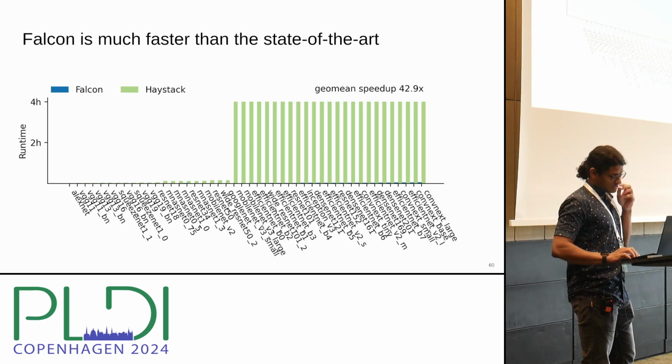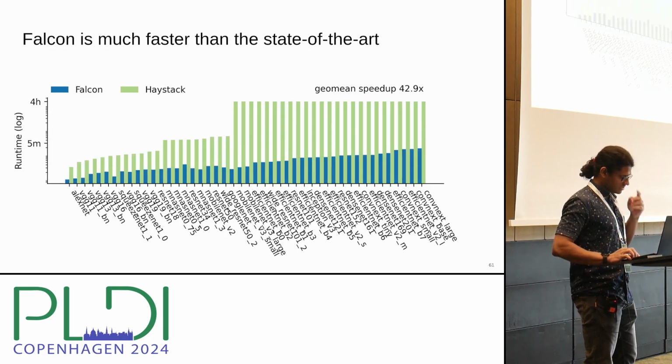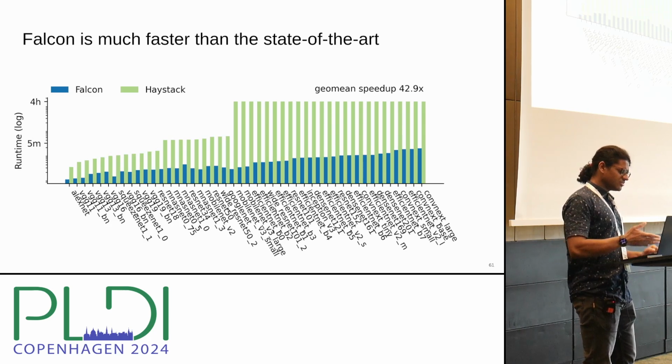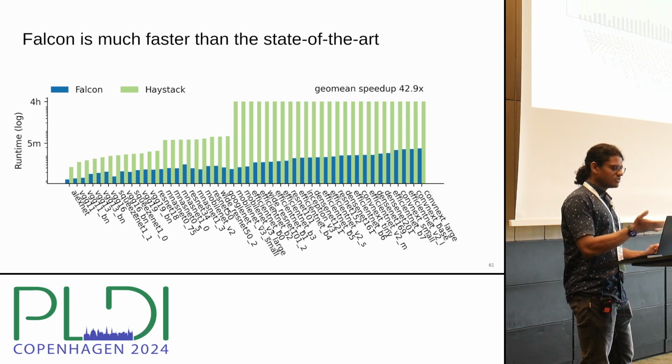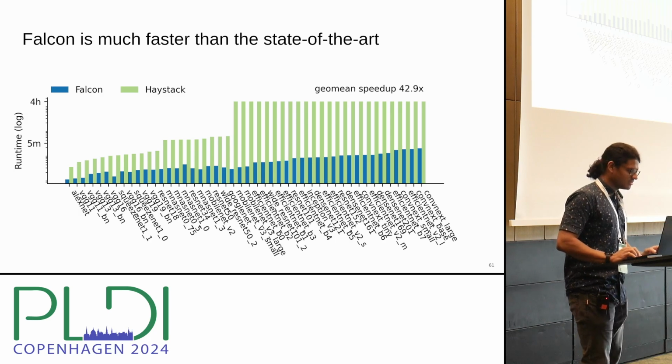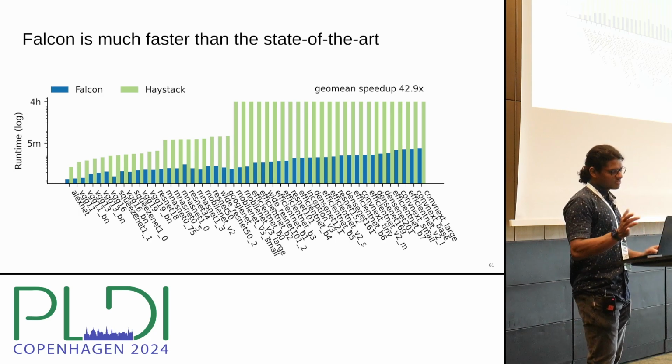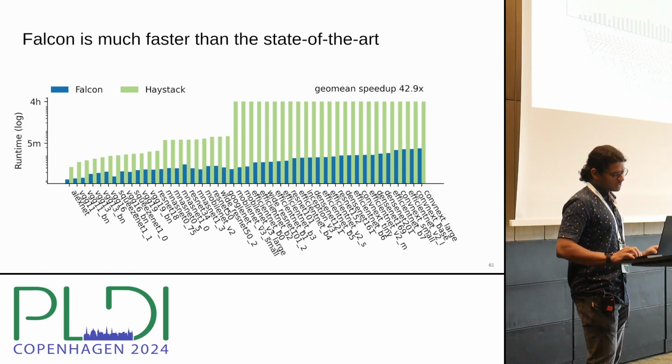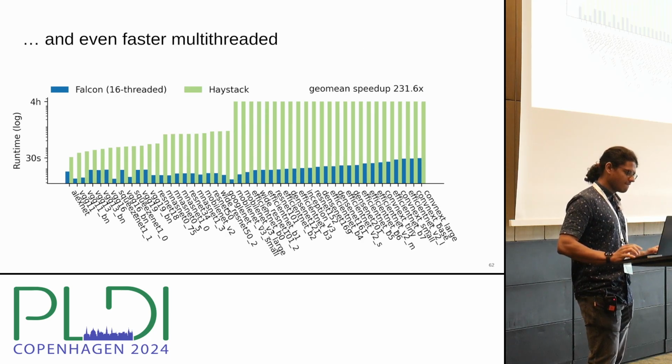This is a linear scale, so it's hard to see, so let's make it log scale. Falcon runs in less than 5 minutes on all of these, whereas we ran Haystack with a 4-hour timeout because otherwise it takes forever. So Haystack hits this timeout very often, and we always run within 5 minutes.